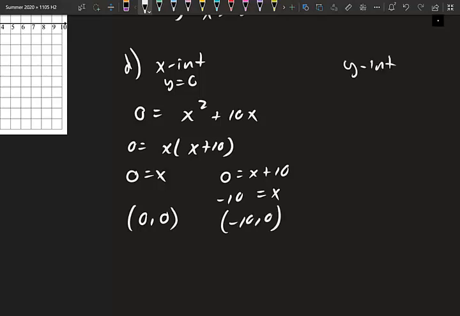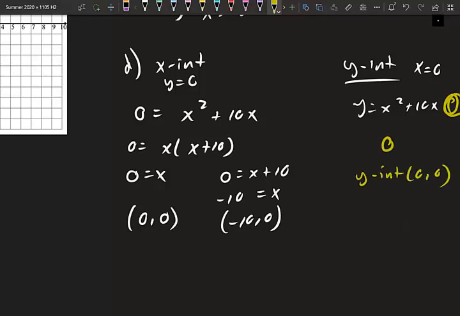The y-intercept, it is x equals 0, but there's an easier way for quadratics. So we have y equals x squared plus 10x. So you see how there's no c here? There's nothing. It's 0. So the y-intercept is (0, 0). Also, if we have an x-intercept of (0, 0), your y-intercept is (0, 0).